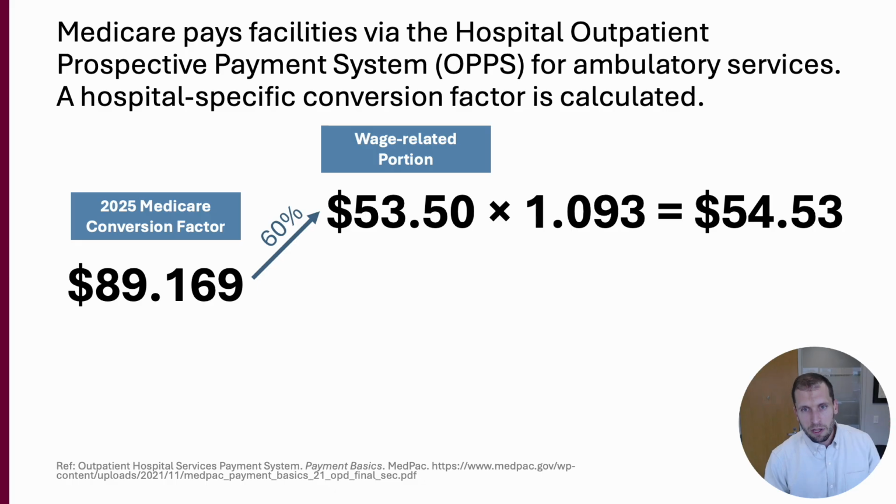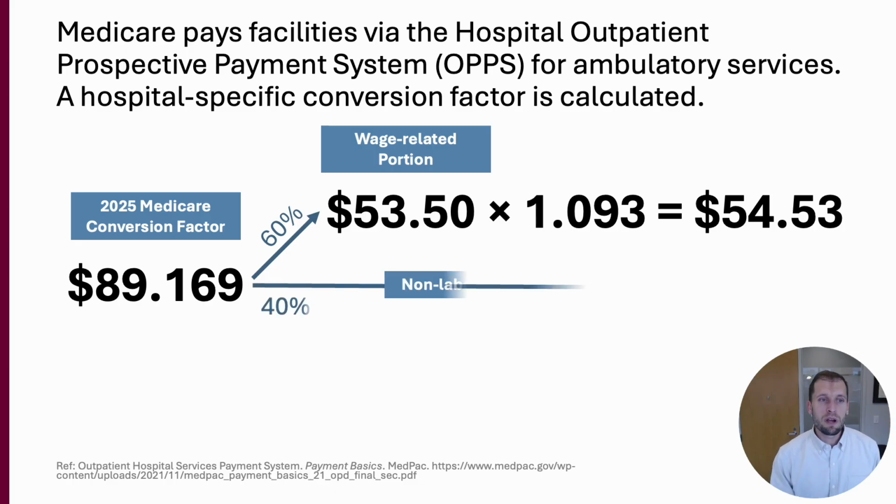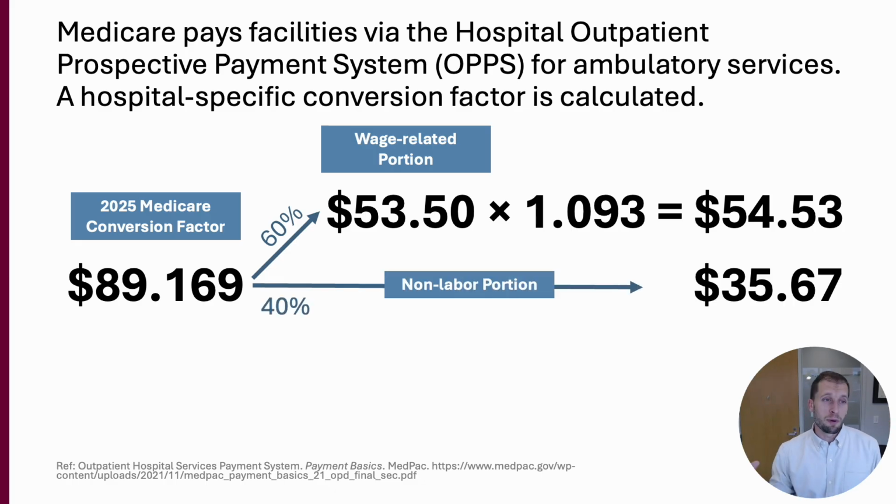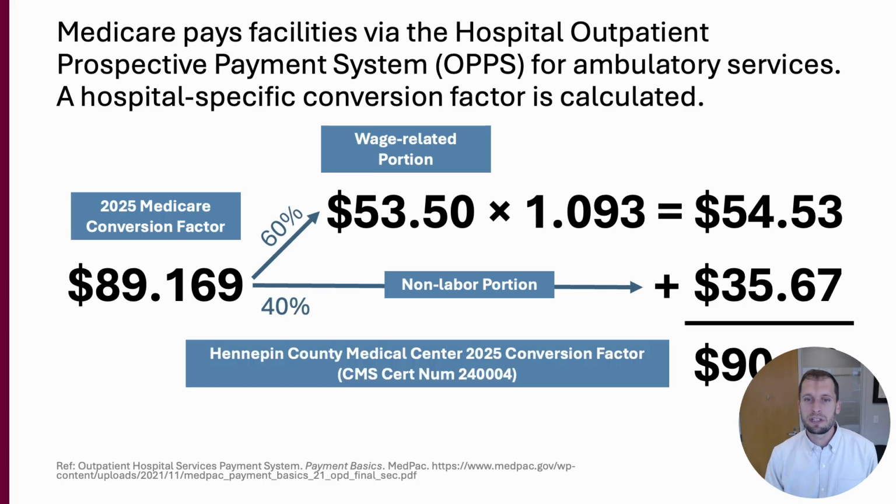So we have a small adjustment there, and then we take the other 40%, which is the non-labor portion of the conversion factor, 40% of 89.169, $35.67, which gives us $90.20. So that is going to be the Hennepin County Medical Center conversion factor for 2025, $90.20. The CMS certification number is 240004 if you wanted to look something up.